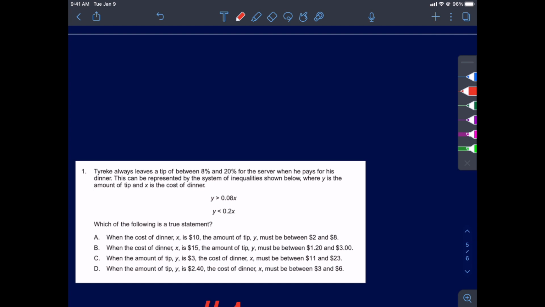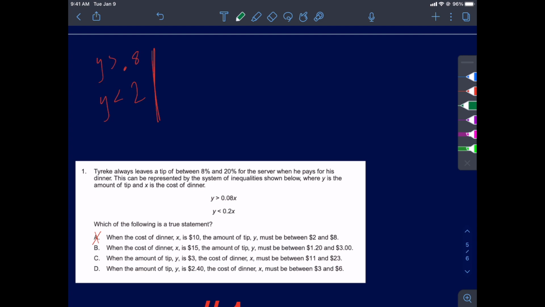So if I plug in 10 for x, the one equation would be y is greater than 0.08 times 10, which is 0.8, and the other one would be y is less than 0.2 times 10, which is 2. So between 80 cents and $2, not $2 and $8. They try to throw us off with some decimal places there. Not A. B. In B it says the cost of the dinner, x, is $15. So let's put 15 in for x.